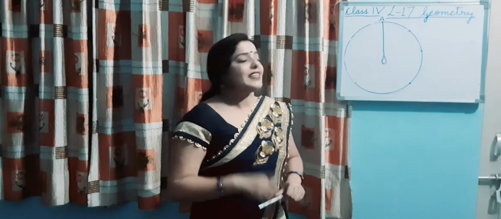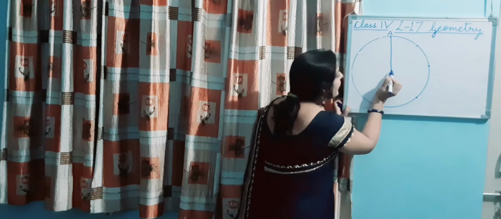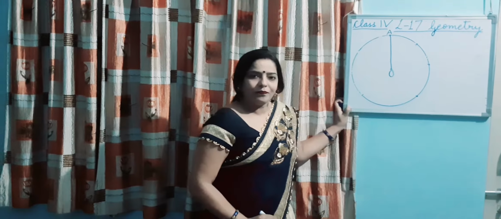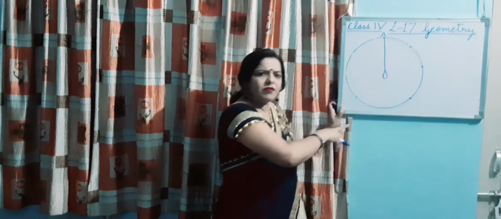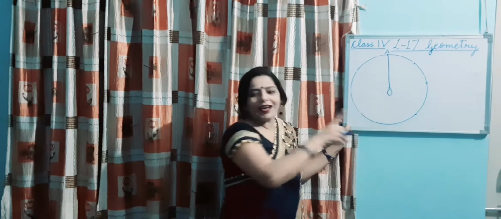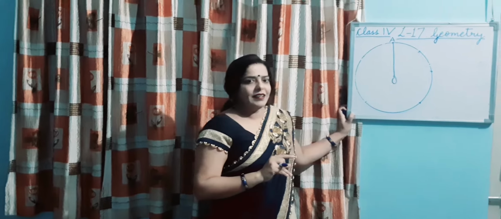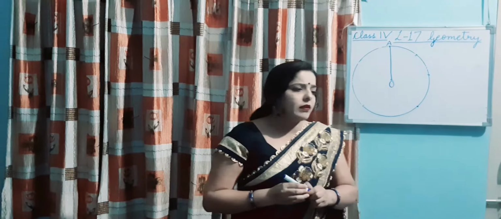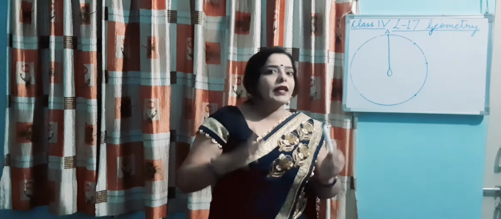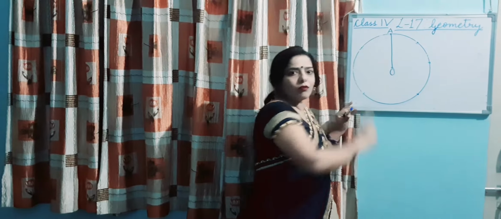So what is the radius? The distance between center and any point on the circle. Okay, on circle circumference, anywhere you mark the point, you draw the line till center, and whatever distance is coming, that is your radius. Now as you know that circumference, anywhere you can take any point, and because you can take any point, so that means you can draw radius also from there.